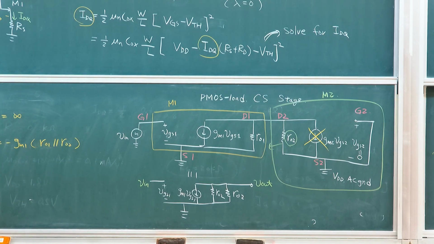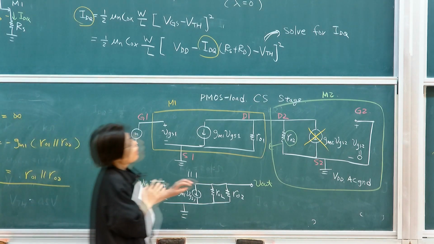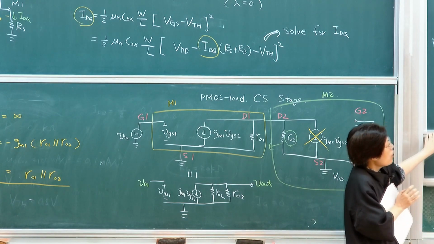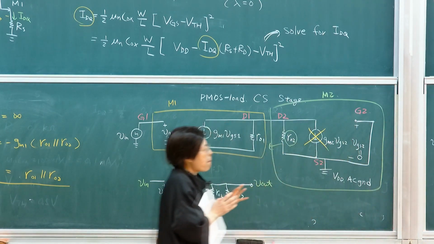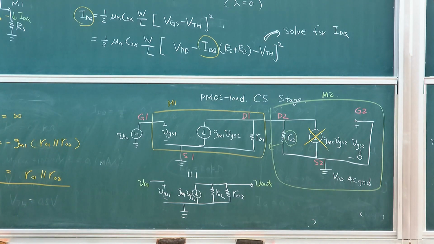Okay? And finally, the output resistance will be what? What do you think? RO1 in parallel with RO2. Okay? So what is the benefit? Once again, I want to emphasize what is the difference between this one and the main one: the freedom it allows us to have in terms of designing its DC and AC component.